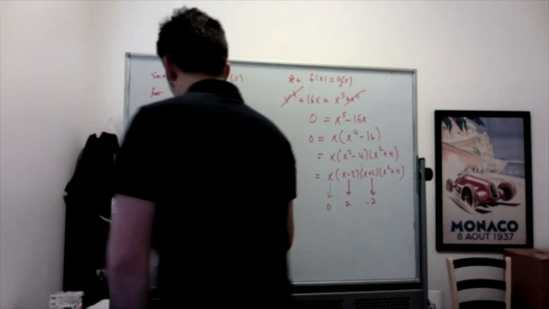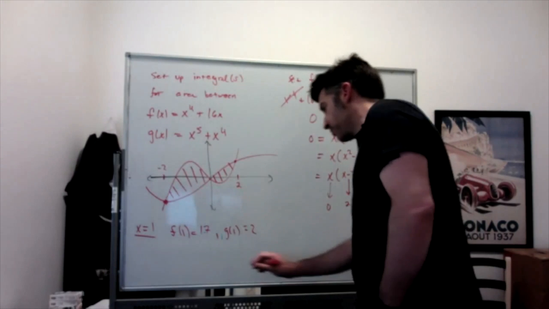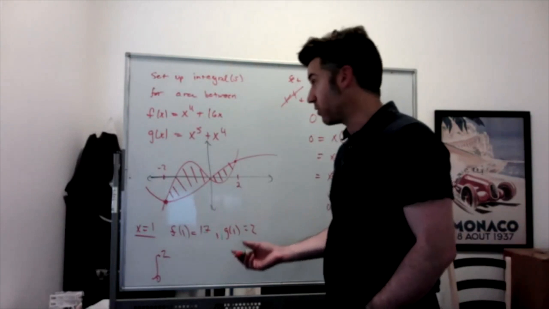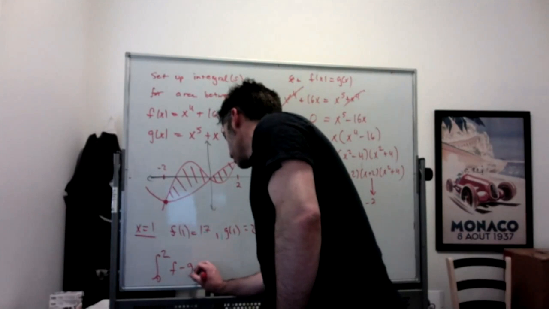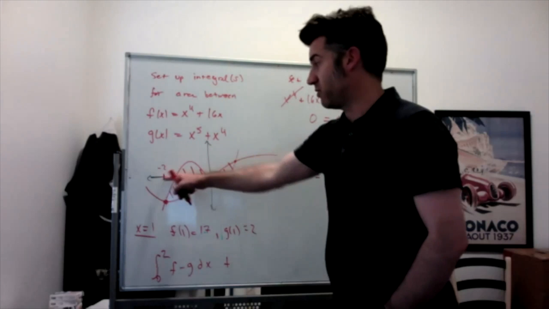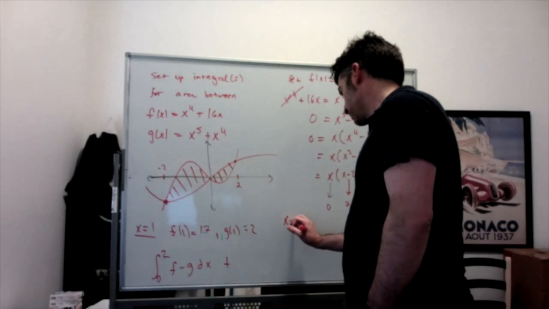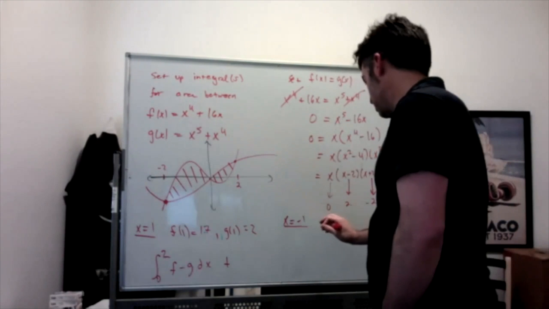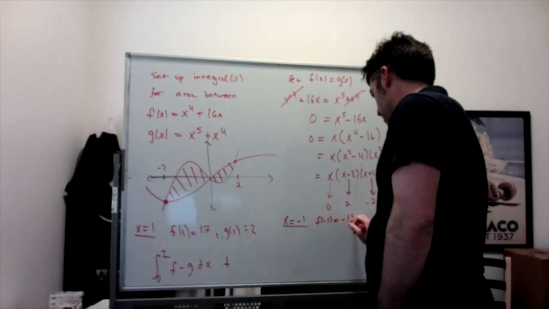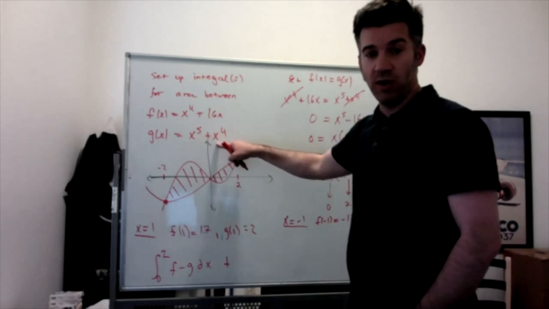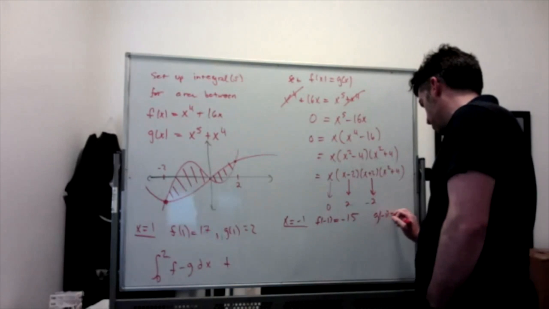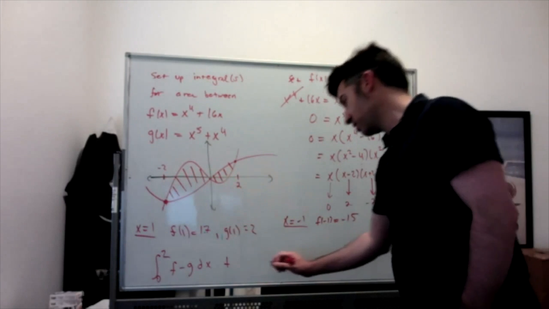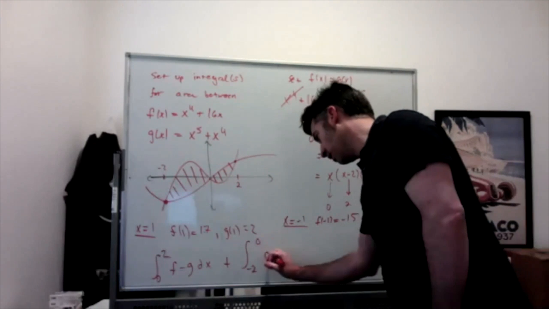So for the interval from 0 to 2, I'm going to do f minus g because f is the bigger function. Okay, from negative 2 to 0, I'm going to test negative 1. If I plug in negative 1 here, I get 1 minus 16, which is negative 15. If I plug in negative 1 here, I get negative 1 plus 1, which is 0. So clearly, in this region from negative 2 to 0, g is the bigger function. So I'm going to do the integral from negative 2 to 0 of g minus f.